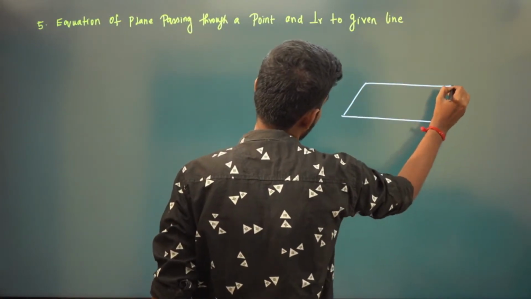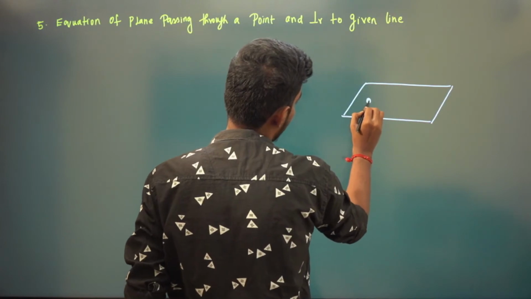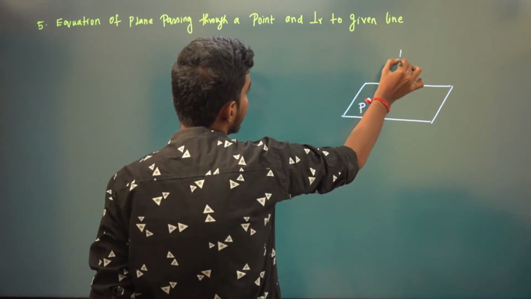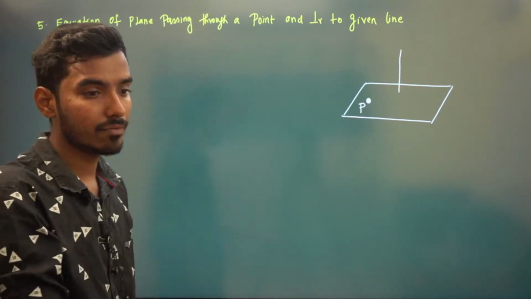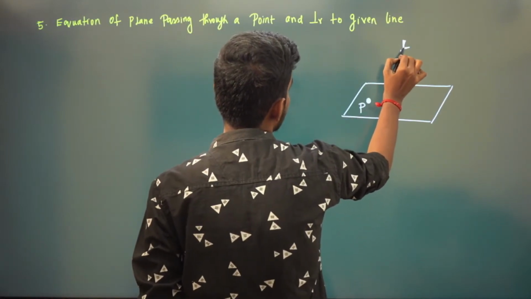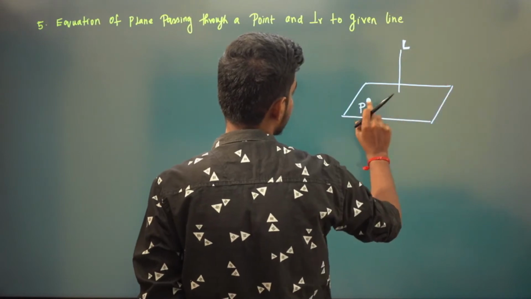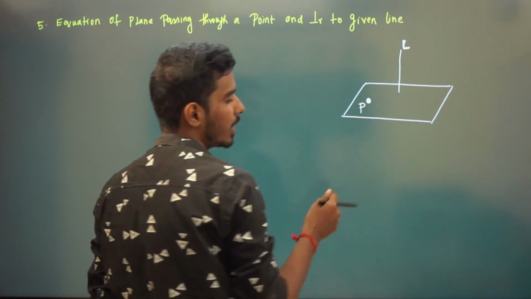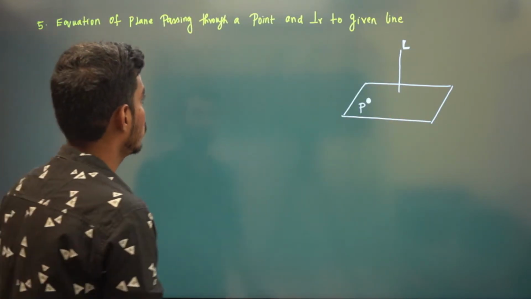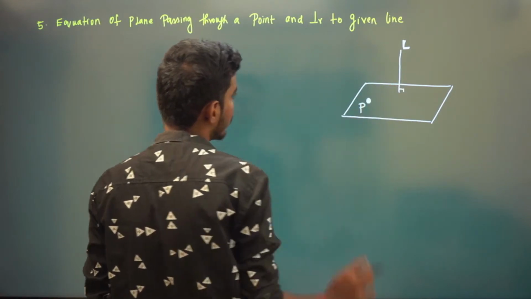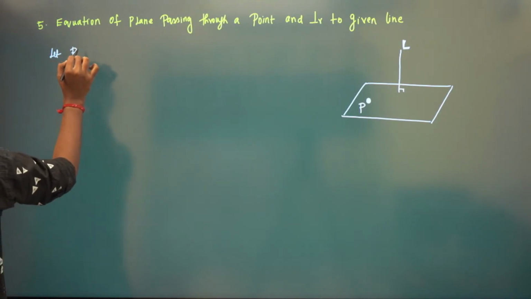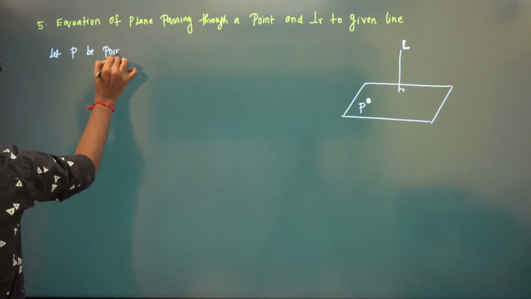We need to find an equation of plane, and this plane has to pass through this point. Let us call this point P, and it has to be perpendicular to the given line, right? So let the given line be L, and a point be P. This plane has to pass through a point P, which means P has to be in this plane, and it has to be perpendicular to the given line L, right?